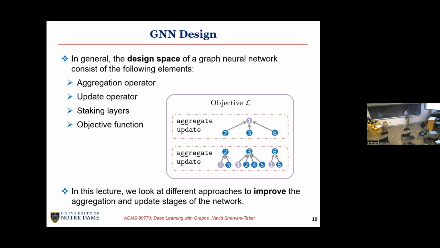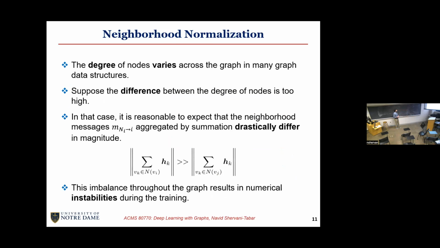And in general, what options we normally have from which we can pick our aggregator or our update functions. And we will slightly look at how we stack these layers together and what will happen if we stack too many layers on top of each other. So the first concept that I want to discuss is neighborhood normalization.